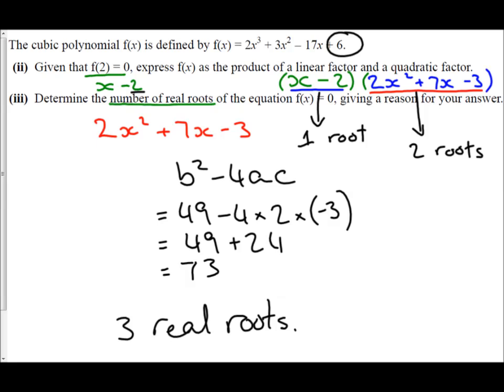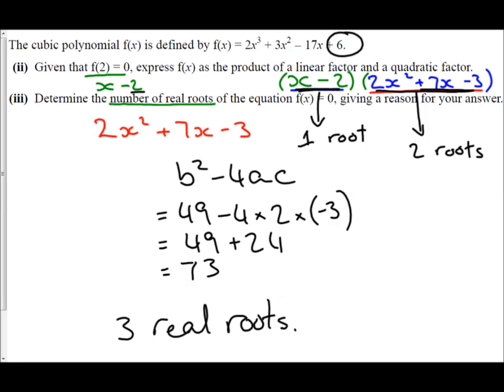Other follow-up questions you might be asked would be to fully factorise. So once you get to your quadratic, factorise it again. Solve f of x equals 0. So rather than work out the number of roots, solve the equation. And we know that our first bracket is going to be equal to 0, or our quadratic's equal to 0. The quadratic might not factorise. It might factorise, in which case you can factorise it. If it doesn't, then you need to use the quadratic formula or complete the square.